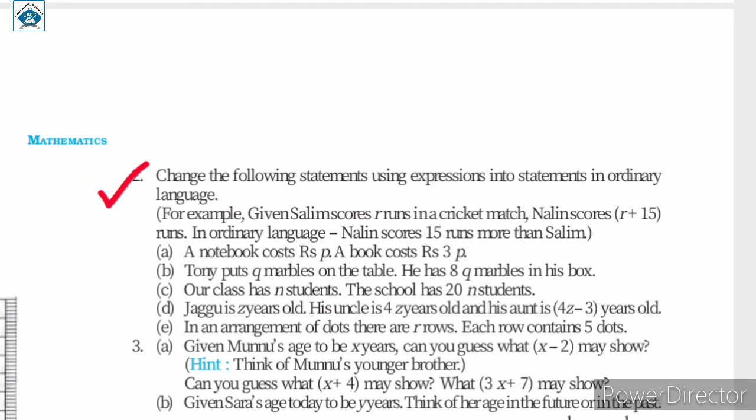Question number 2. Change the following statements using expressions into statements in ordinary language. For example, given Salim scores R runs in a cricket match. Nalin scores R plus 15 runs. So this is in the form of expressions. In ordinary language: Nalin scores 15 runs more than Salim. This is the ordinary language.